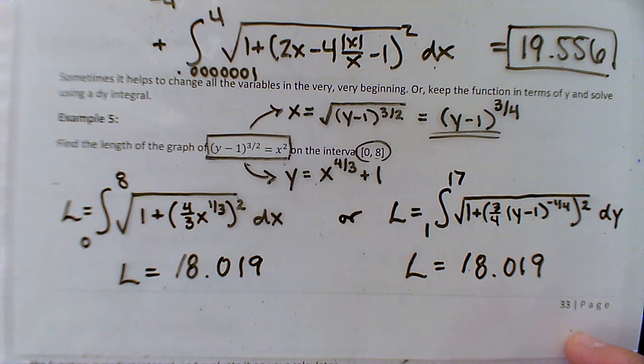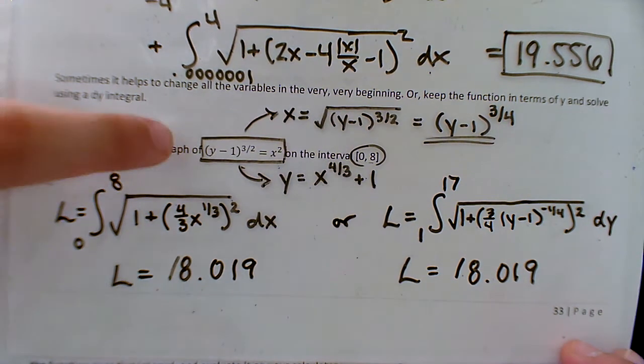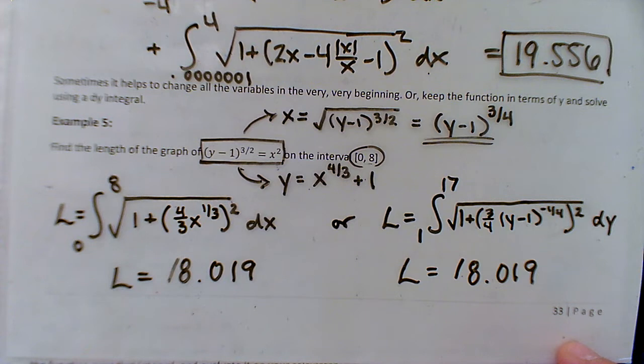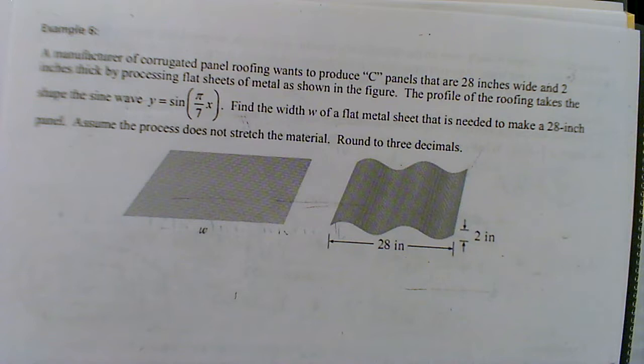Does it work out either way for us? We get the same thing? Okay, so if it's not explicitly solved for a variable, you can choose which one you would like. Either way, it's still going to check out. All right, one more example.